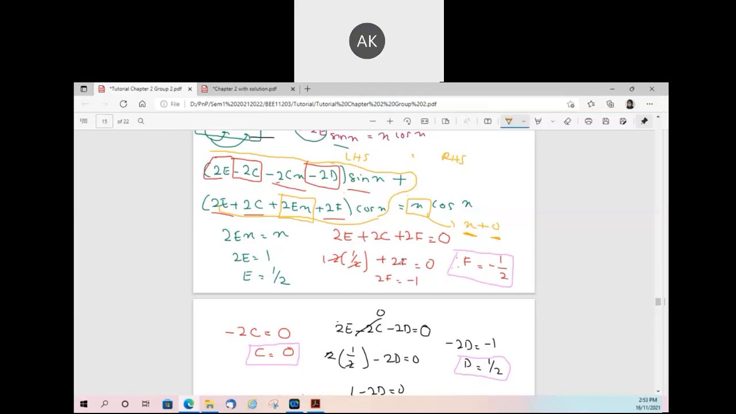Okey. Okay, ada soalan lain? Tak ada? Tak ada kot. Tak ada. Okay, kalau tak ada, kita tengok soalan mana pula.